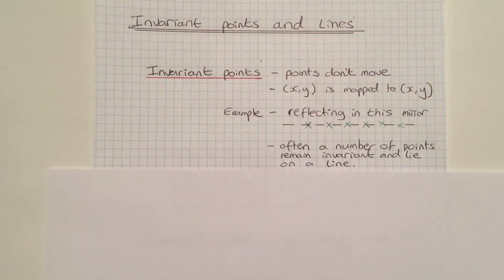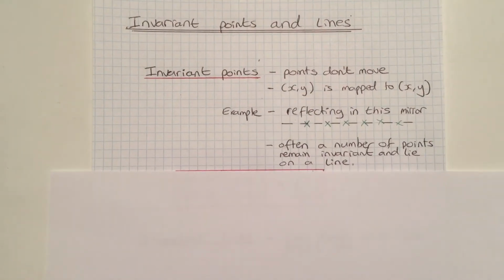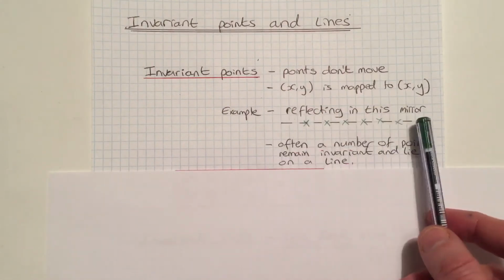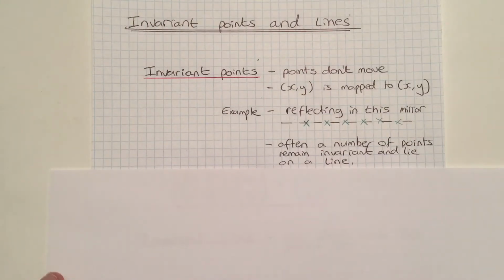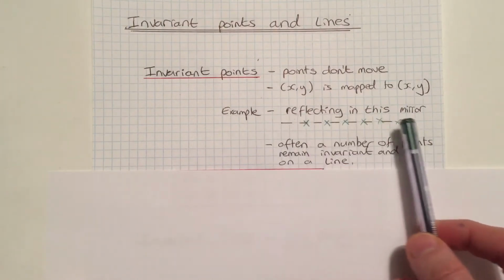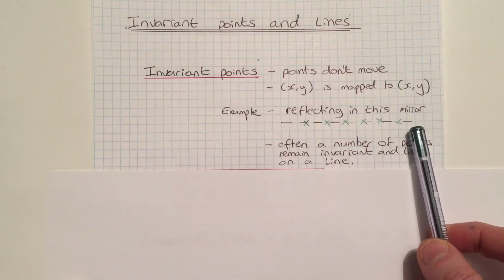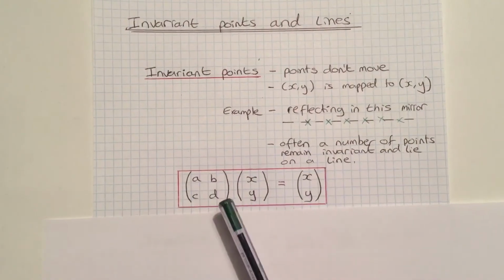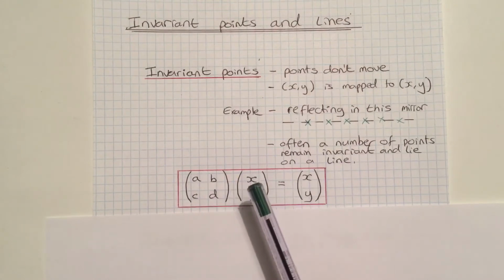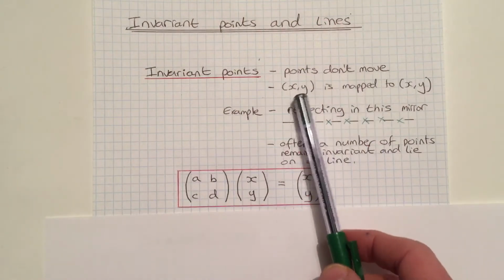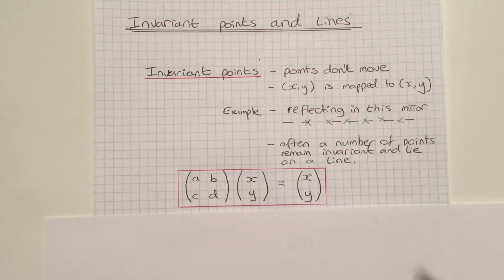So you will often get a number of points that remain invariant, like I have here. There are a number of different points. In fact, there's an infinite number of points here that remain invariant, and they lie on a line. This is a line of invariant points, which is different to an invariant line that we'll come to shortly. If I have invariant points, then I know that when I do the transformation matrix ABCD to the coordinates xy, I will get the coordinates xy. Like I said, xy gets mapped to xy.